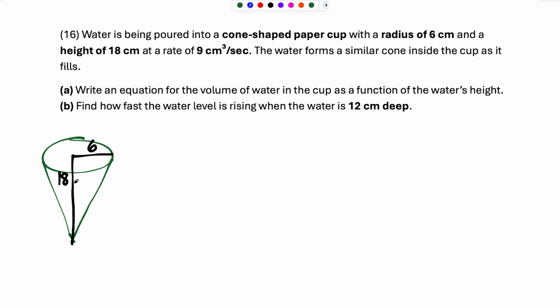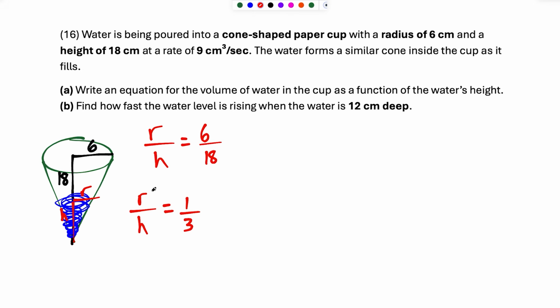So let's say the water level is somewhere over here. Then what we're allowed to say in this question is that the ratio of the radius to the height is equal to 6 over 18. Now I'm just going to reduce this on the right, dividing the top and bottom by 6, and we get r over h equals 1/3. Now I'm going to solve for r, so I'm going to multiply both sides by h, and this tells us that r is equal to 1/3 h.